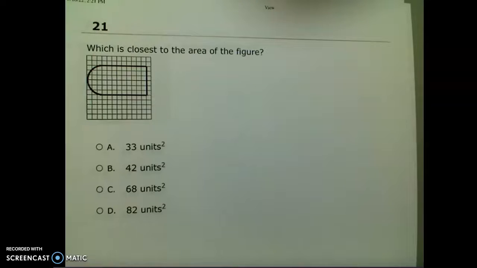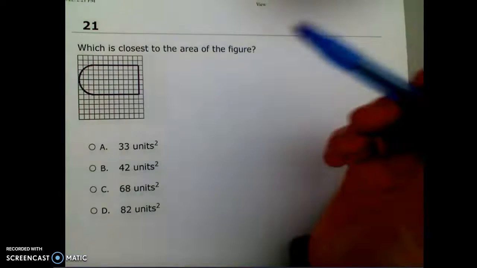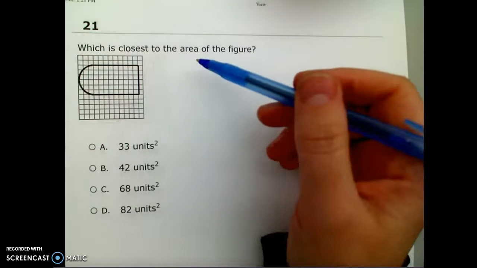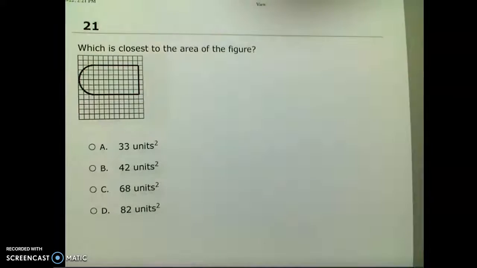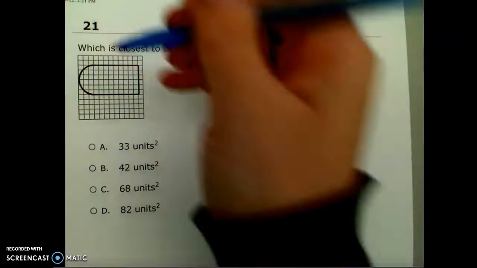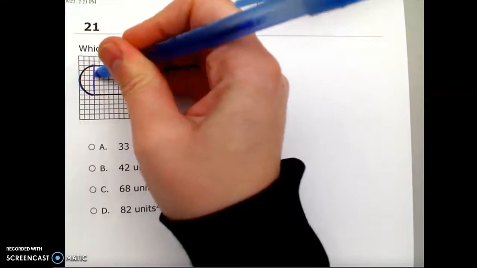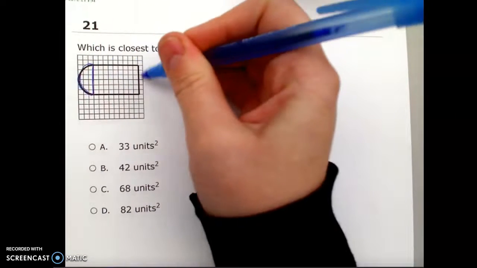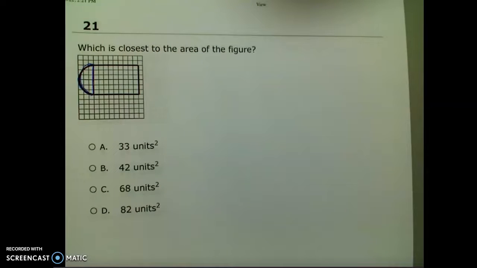Okay, now we're going to skip ahead to number 21. This will be the last one we do together. Then you'll have to finish the ones we skipped all by yourself. All right, so for this question, we want to know what is the closest area of this figure. Now, immediately I see that this is a composite figure. There is a half circle right there and a rectangle right there. So we're going to need to find the area for both shapes and then add them together for the total.